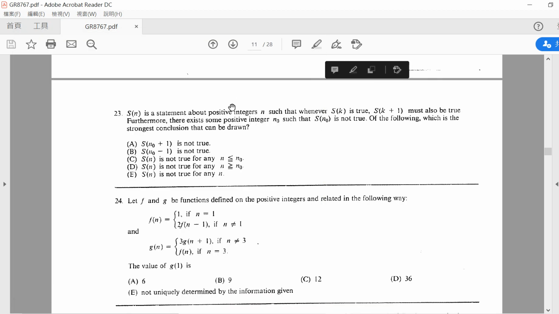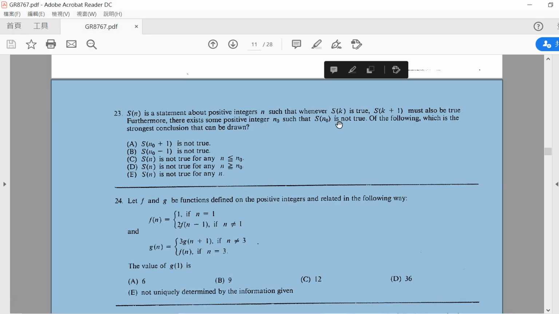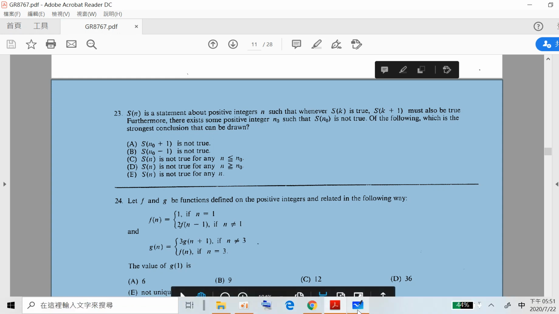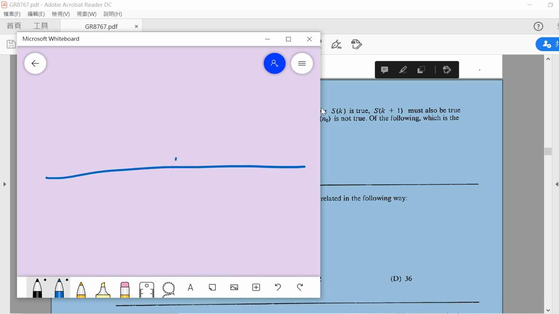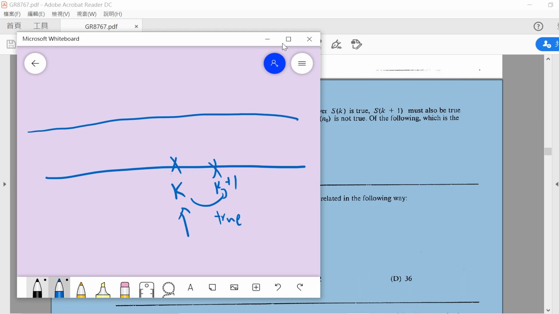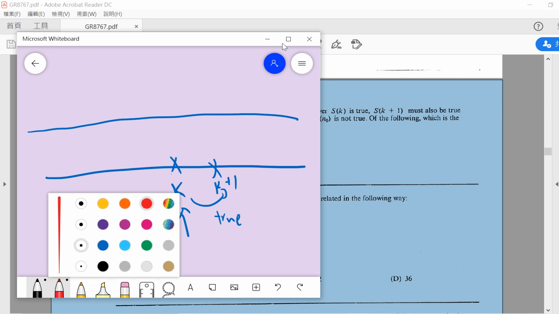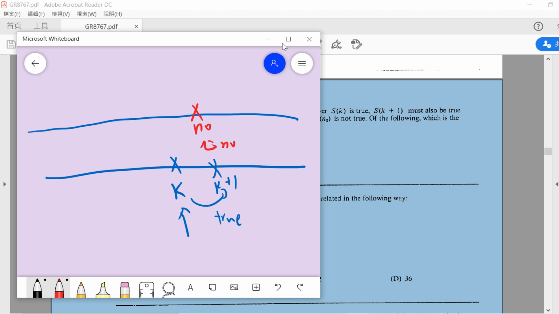Okay, so we basically know that when Sk is true, then Sk plus 1 must be true. And we know that there is some n naught which is not true. So if k is true, then k plus 1 is true. But now we already know that n naught is not true. So that means n naught minus 1 is not true.